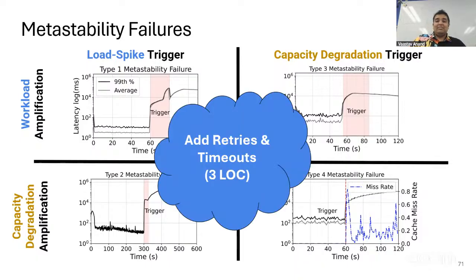Only 3 lines of code changes are required to the wiring specification of the respective applications to add retries and timeouts that allow the generated variants of the systems to exhibit metastability failures.